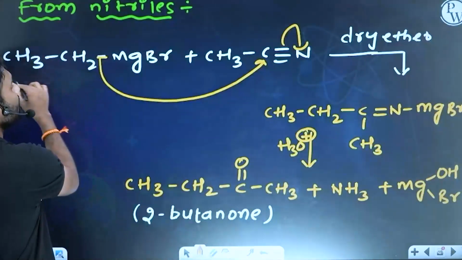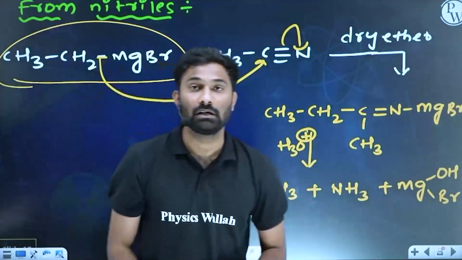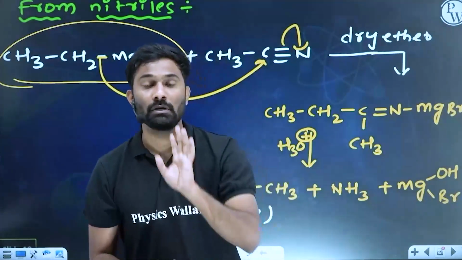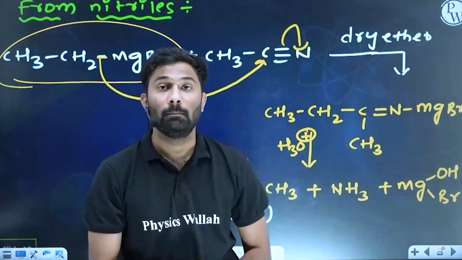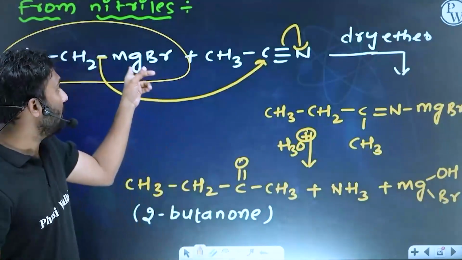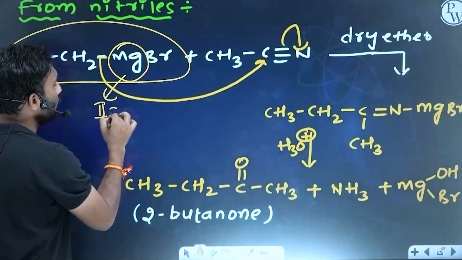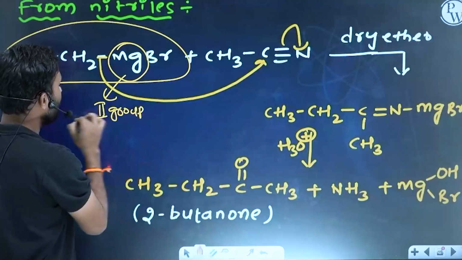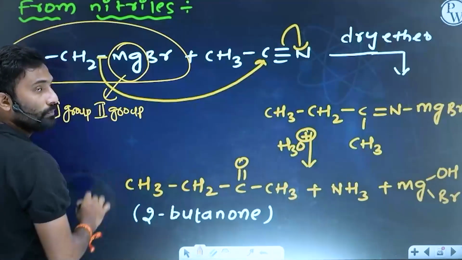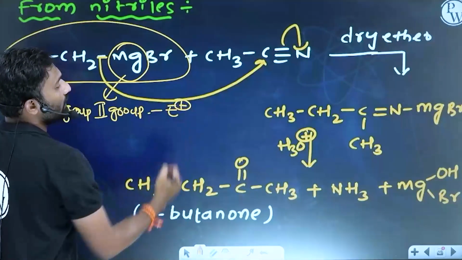Look here, now this is a Grignard reagent. In the Grignard reagent, most of the times the carbon is in the electropositive state only. But when it is attached to the metal, this Mg is a metal, this is a group 2 metal. Group 1 and group 2 metals are electropositive in nature.